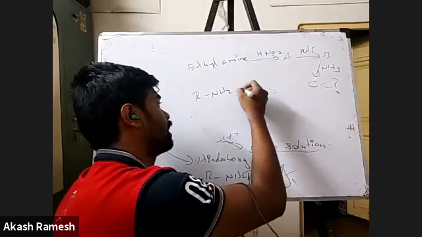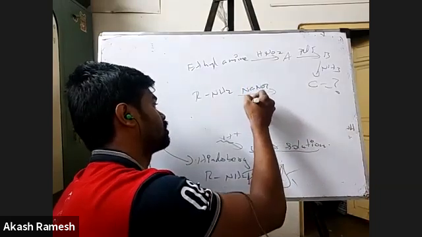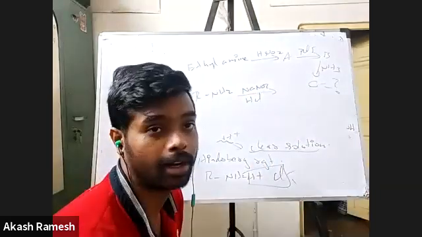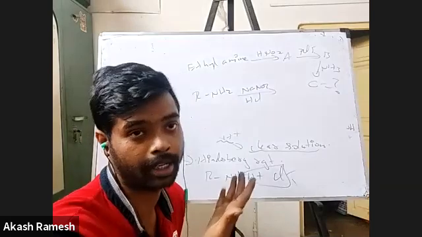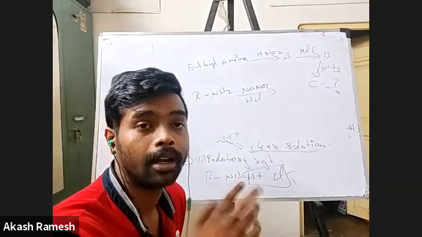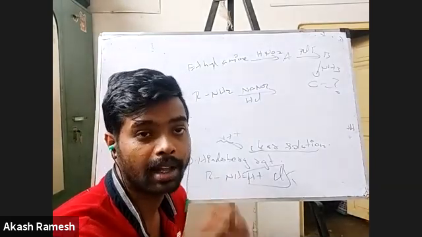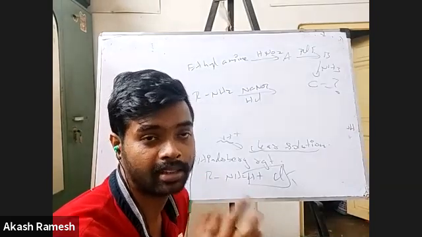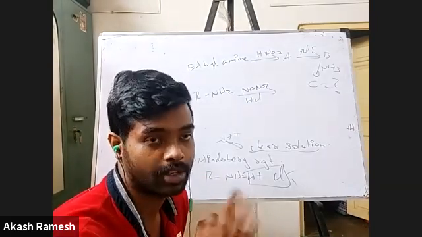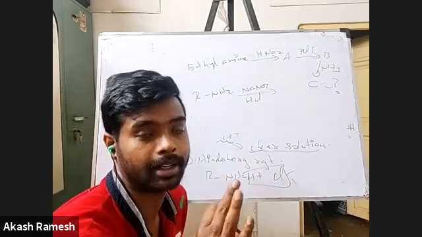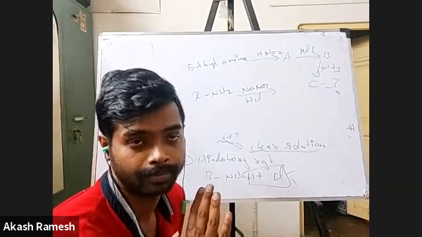NaNO2 plus HCl is how we generally produce HNO2. They won't give you HNO2 directly in the exam, maybe, but you can also write it like this. Now, why am I doing it like this? This is what is called in situ preparation. Whenever required, I prepare it through a chemical reaction.